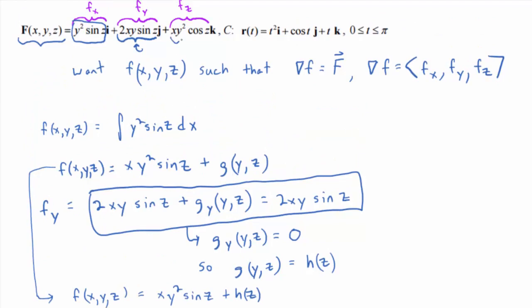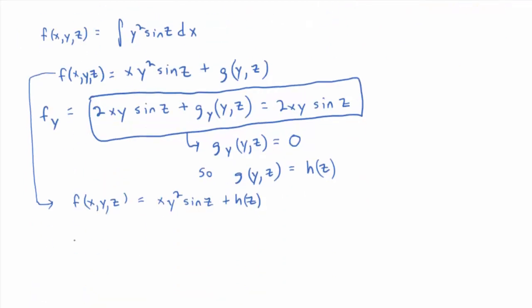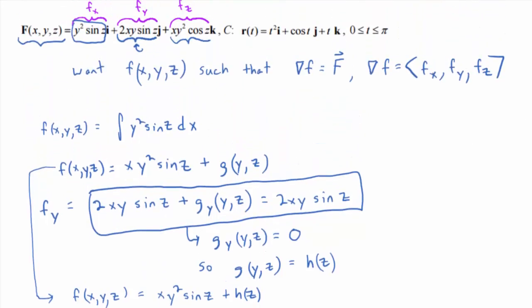f sub z, this third component, right? The third component I can get by taking the derivative with respect to z of f. So f sub z of x, y, z. Okay, what do you get when you look at this formula and take the derivative with respect to z? x y squared cosine of z plus h prime of z. Yep, you can use the prime notation here. And then you set that equal to the third component of your vector field, which is x y squared cosine z.